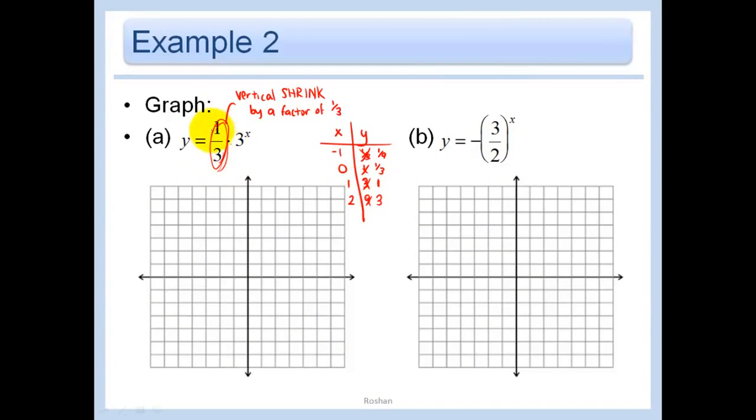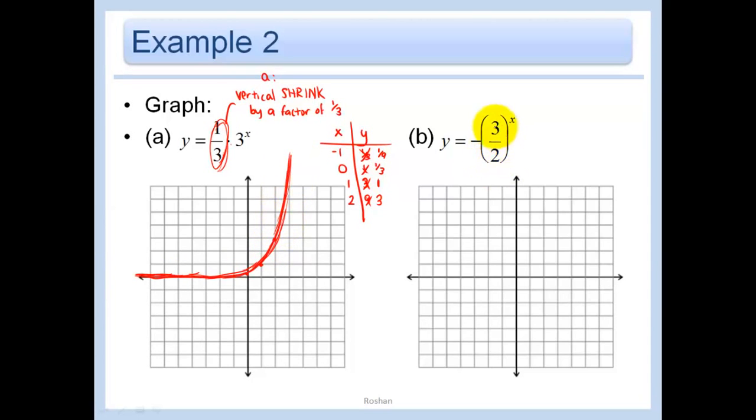It's very important to note that this is the a in y equals ab to the x, and the a is our vertical shrink or our vertical stretch. So we can go ahead and plot these. And it's going to look a lot like the other one did. It's just going to be vertically shrunk, but we're still not going to cross that y equals 0 line.